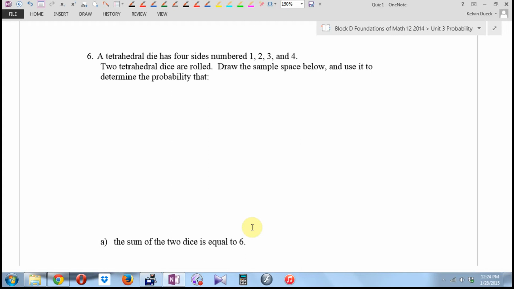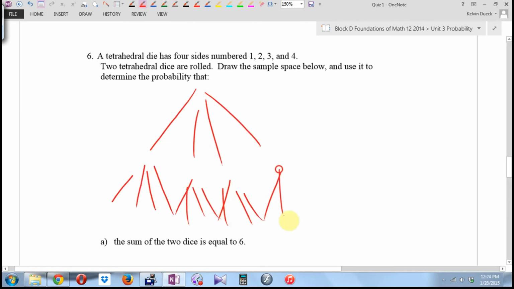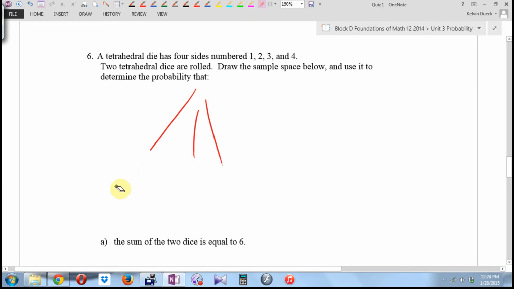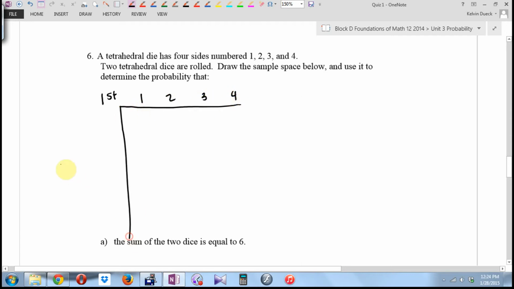How many options for each die? I could do a tree, but that gets a little unwieldy. Especially if it was a 6 by 6 dice, I'd have 6 branches, and then each of those would have 6, 6, 6. I'd have 36. You know what? I'm going to do a chart. Here's the first die, and it can be a 1, 2, 3, or 4. And here's the second die, and it can be a 1, 2, 3, or 4.